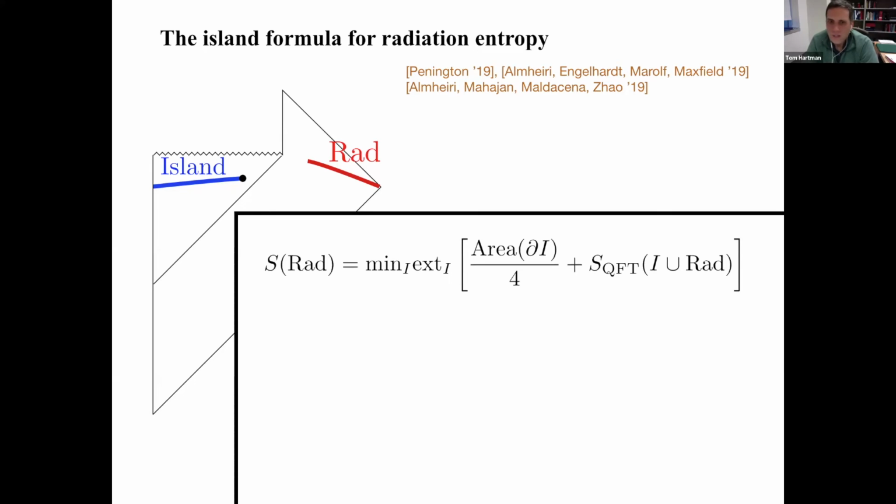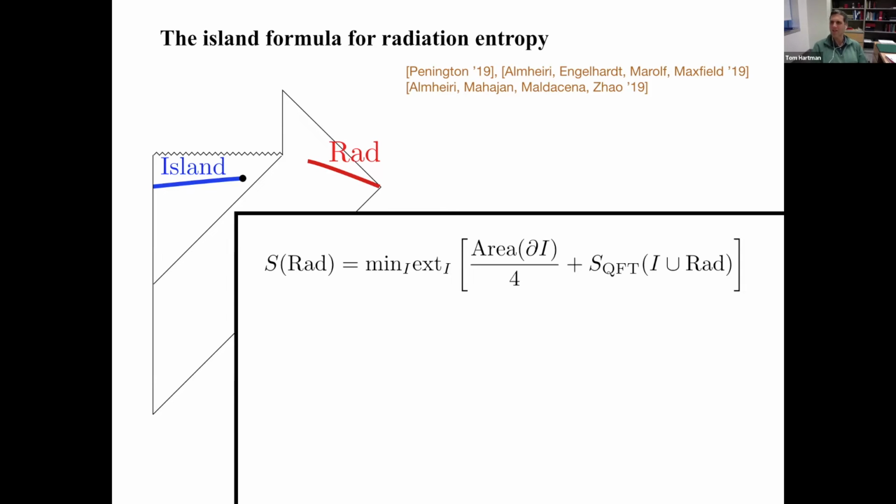And then the entropy of the radiation is calculated by this formula, which is called the quantum extremal surface formula, or holographic entropy, or generalized gravitational entropy formula. And here's what it says. There are two contributions. There's a quarter of the area of the horizon. That's the first term. It's the usual entropy of a black hole. And then there's a contribution from the quantum fields that's called S_QFT on this slide. So S_QFT is the von Neumann entropy of the quantum fields in the region island union radiation.